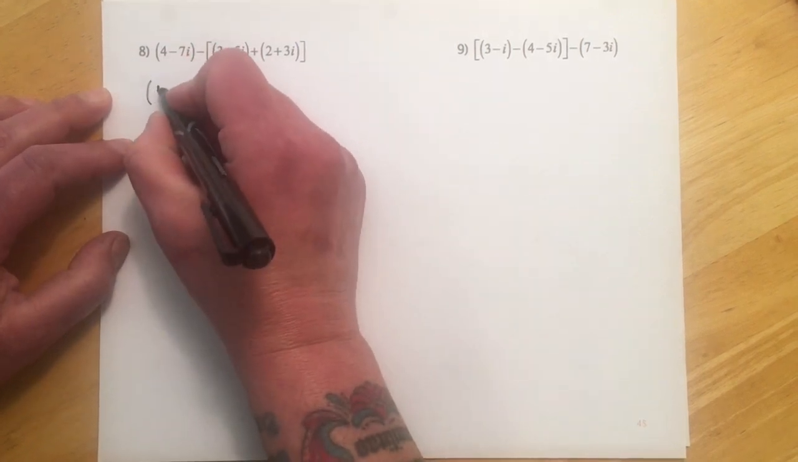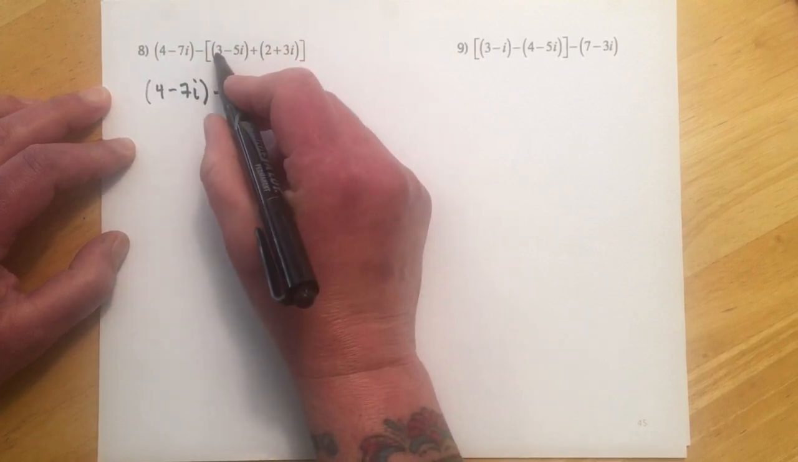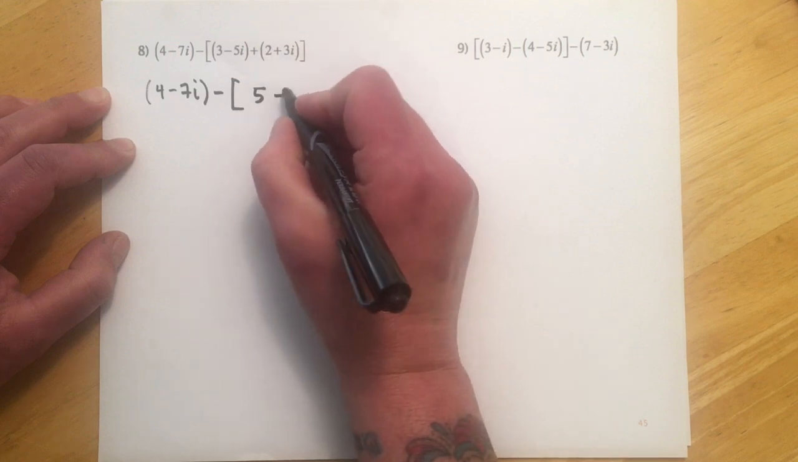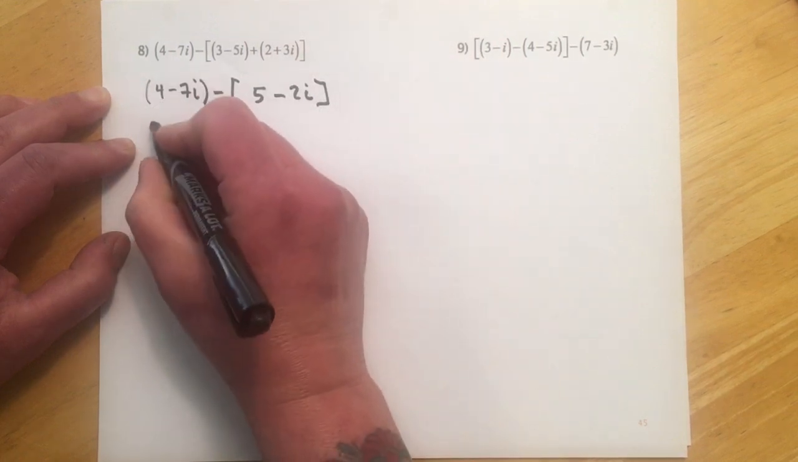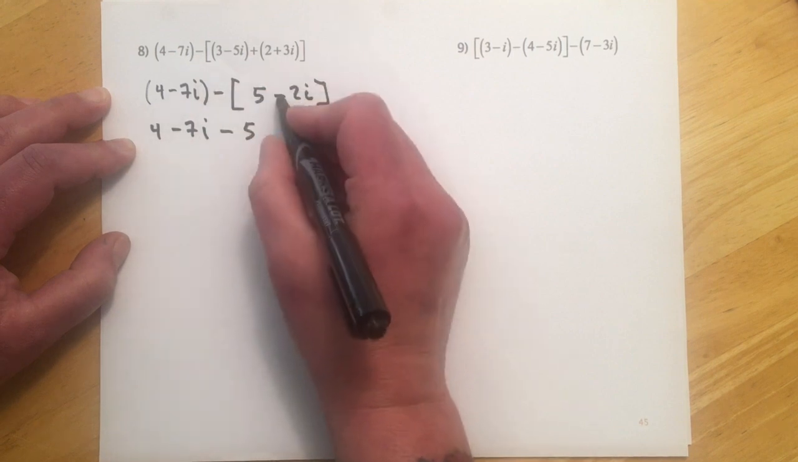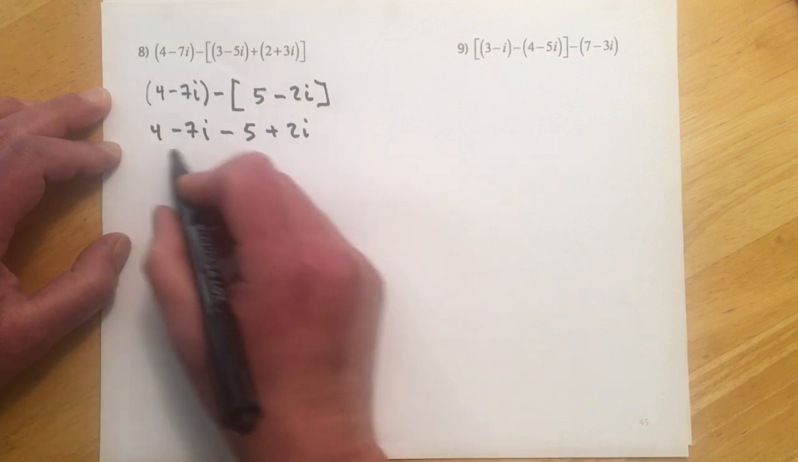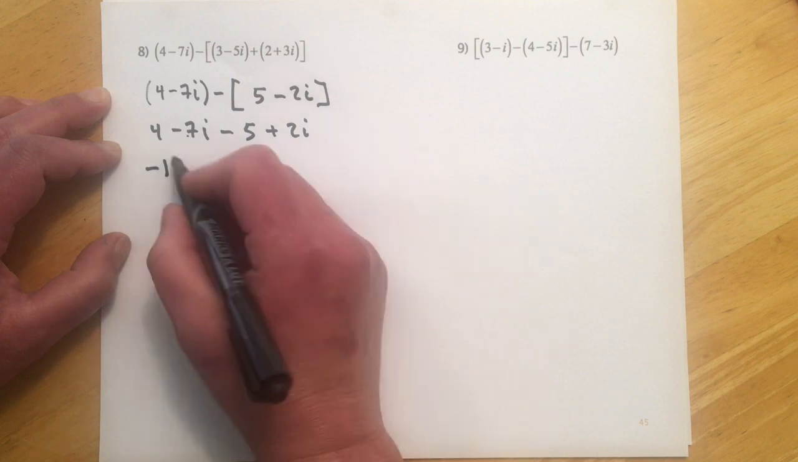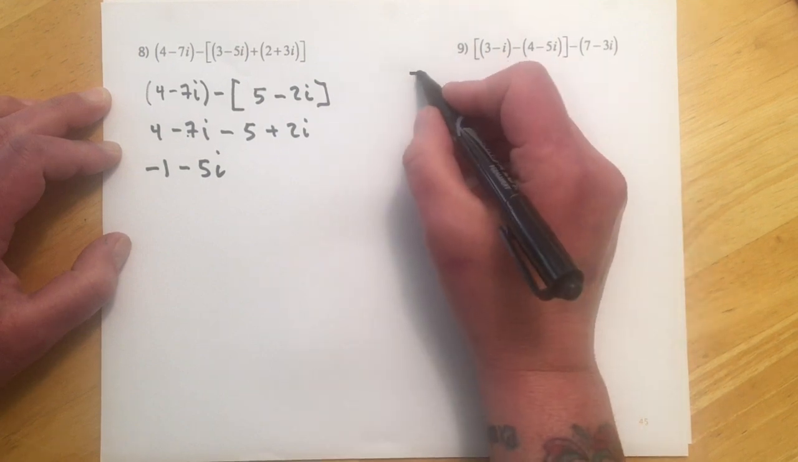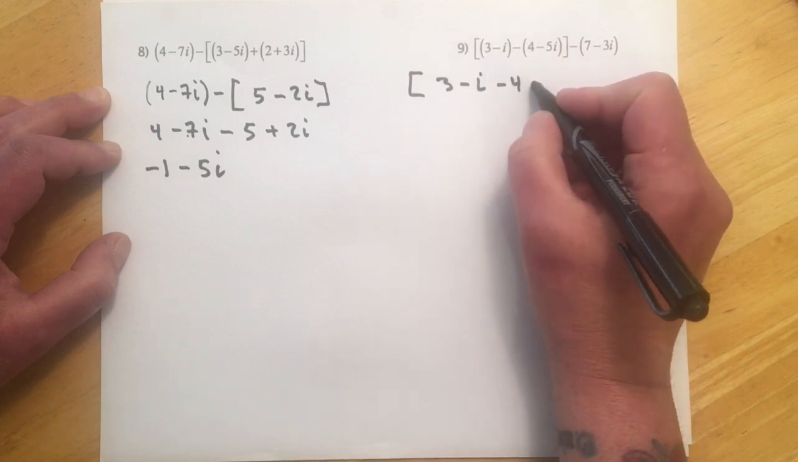So here I'll just bring this one down for a second and work on these inner parentheses. So this is going to be addition, so 3 plus 2 is 5, and then negative 5i plus 3i would be minus 2i. And then I'll drop the parentheses and distribute that sign. So that will make a minus 5, and minus a minus makes a plus 2i. And then collecting terms, I'm going to get 4 minus 5, so that's negative 1. And then minus 7i plus 2i would be minus 5i. And then for this one, I'll go ahead and distribute that sign. So 3 minus i, and then that makes that a minus 4 and a plus 5i.